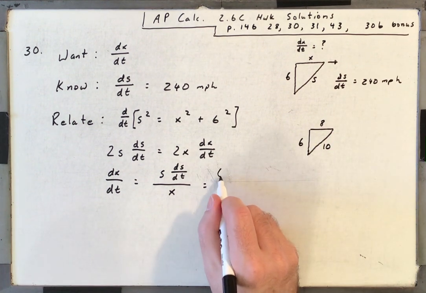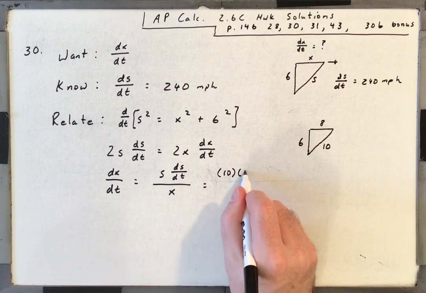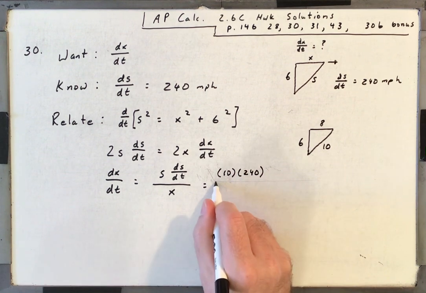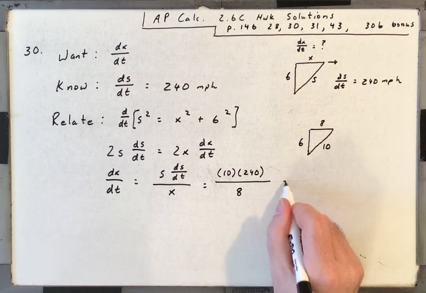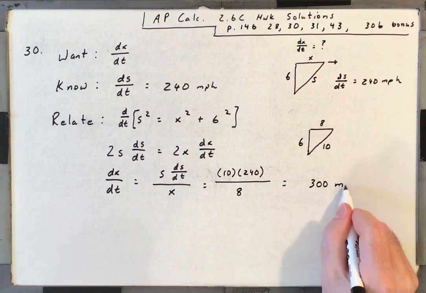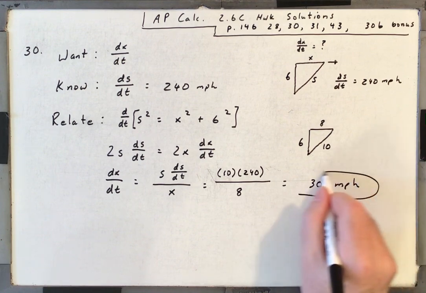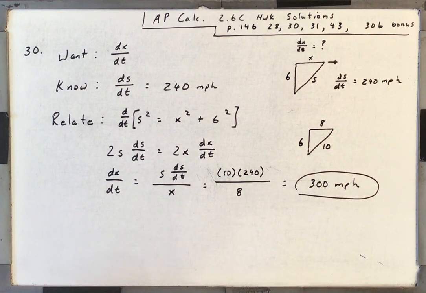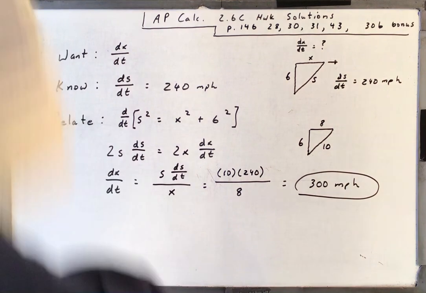So we would have 10 times 240 over 8. All right, and that is 300 miles per hour. So pretty cool that we can figure out the speed of the plane with that information.